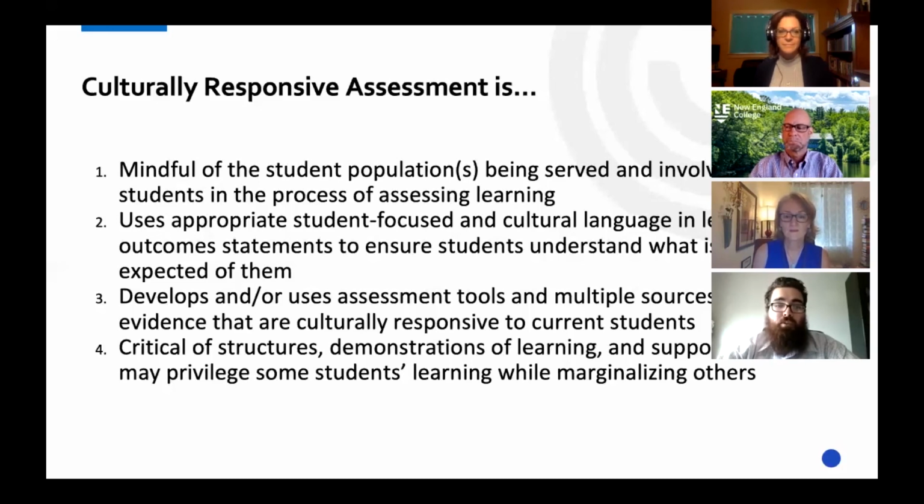And finally, culturally responsive assessment is critical of structures, demonstrations of learning, and supports which may privilege some students' learning while marginalizing others, right? Again, this involves reflecting on how our practices and norms are built out of assumptions we may carry, what type of experiences and demonstrations of learning we take as appropriate, and how that impacts different students. And it's also about taking stock of who our students are, who we actually have in the classrooms, who we're going to have in the future, and what that means for our practice, right? So that can all contribute to a more inclusive process, and we can really improve teaching and learning for all students.